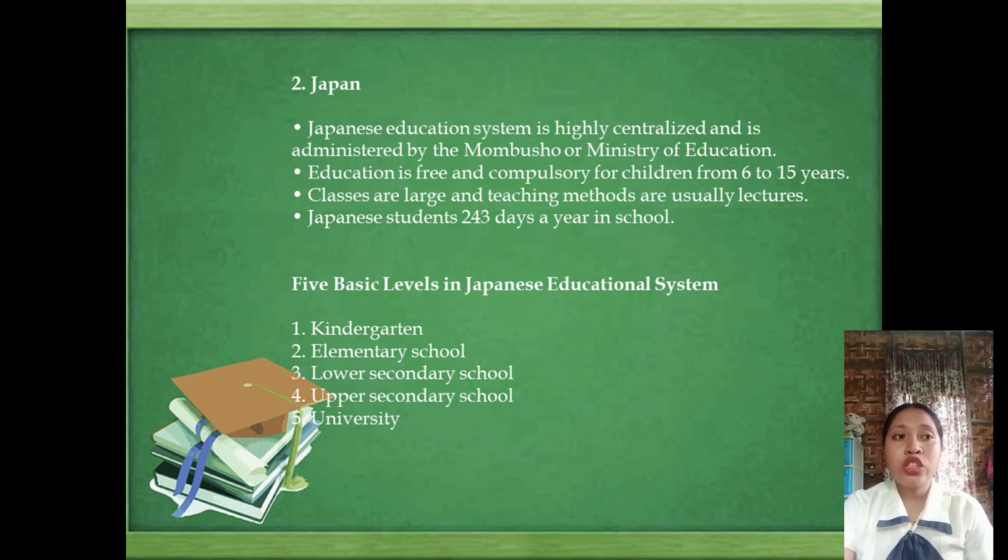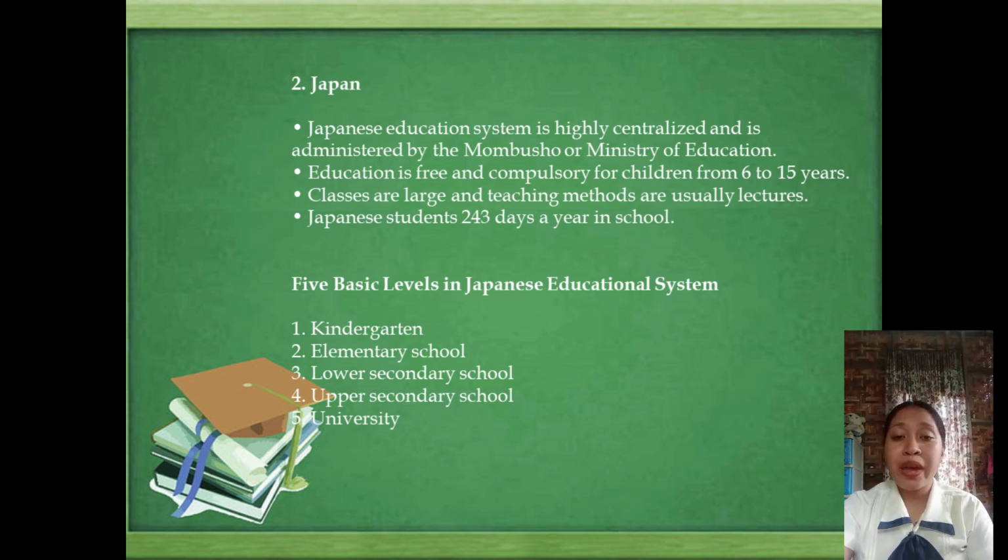So Japanese students have 243 days in a year in school. The standard curriculum includes Japanese language, social studies, math and science, along with the arts, music, home economics, physical education, and the greatest emphasis of learning is the Japanese language.